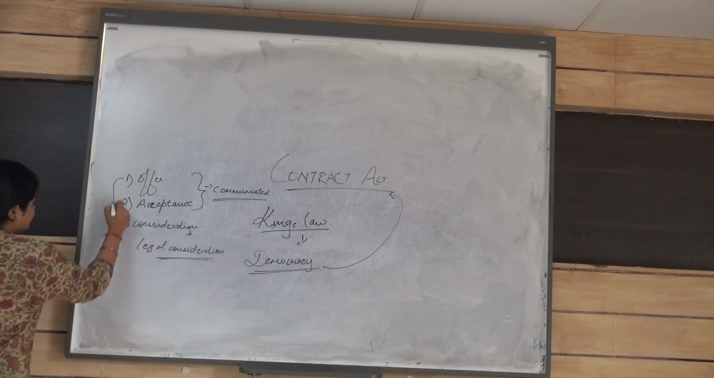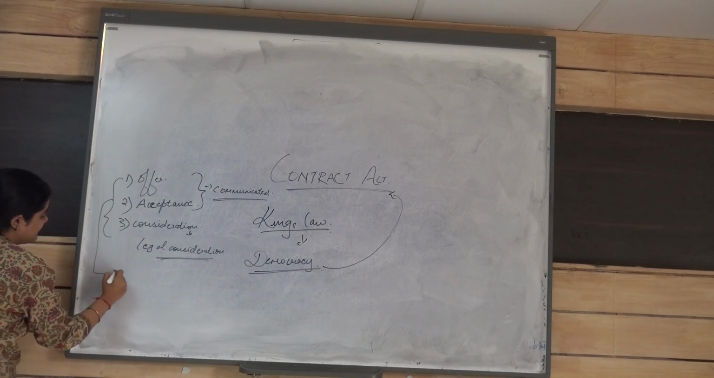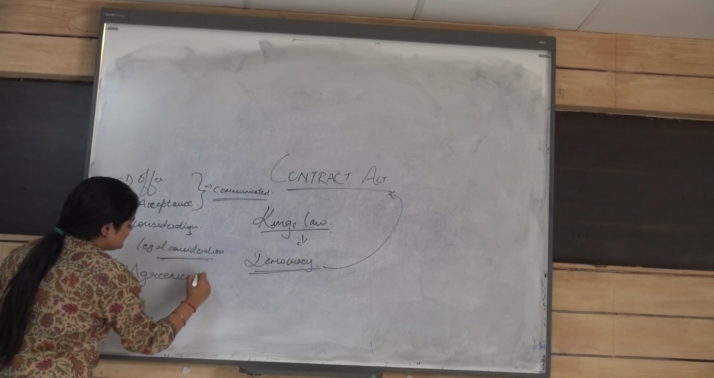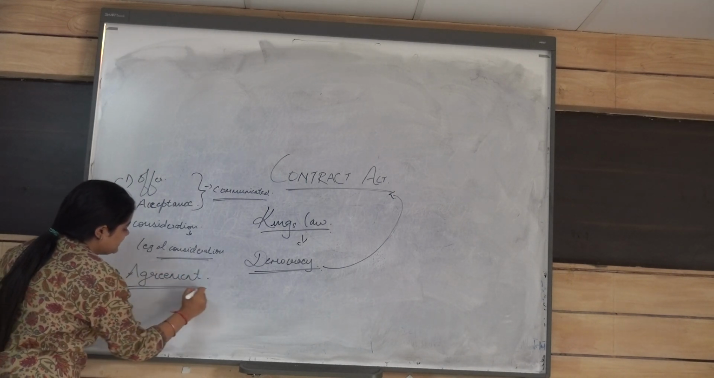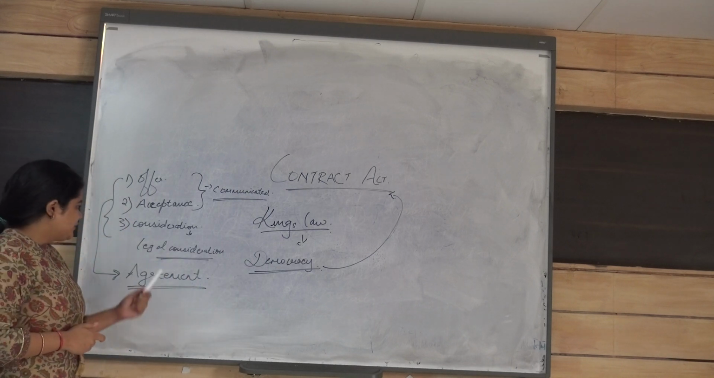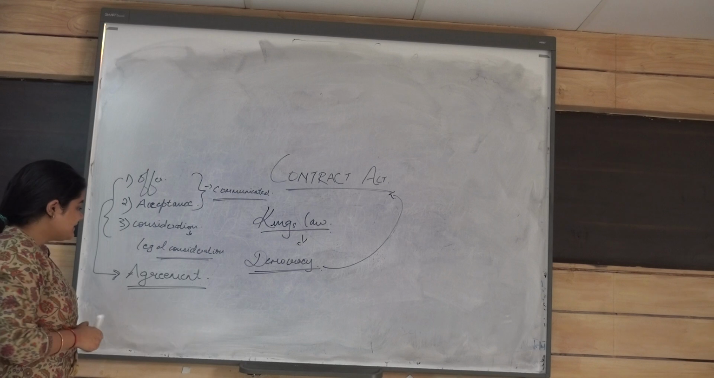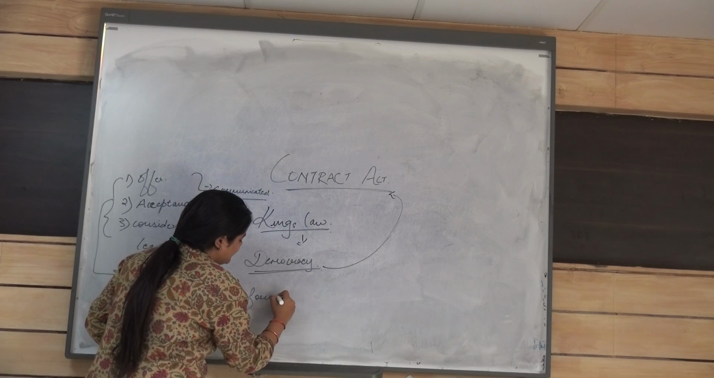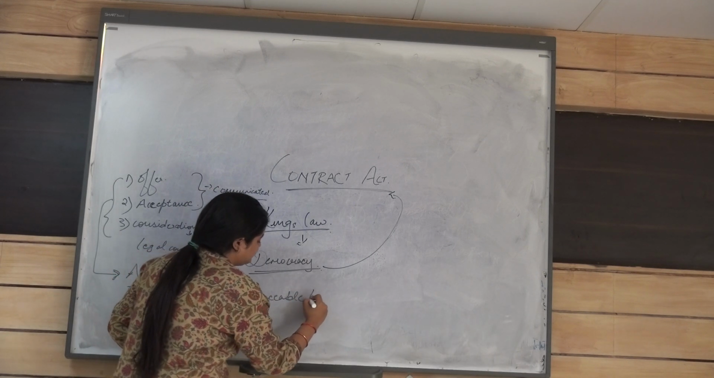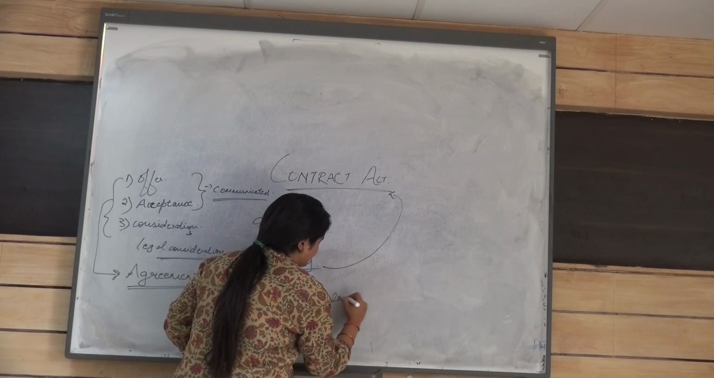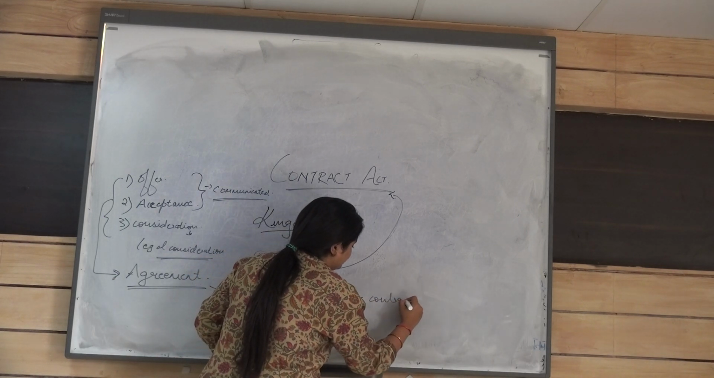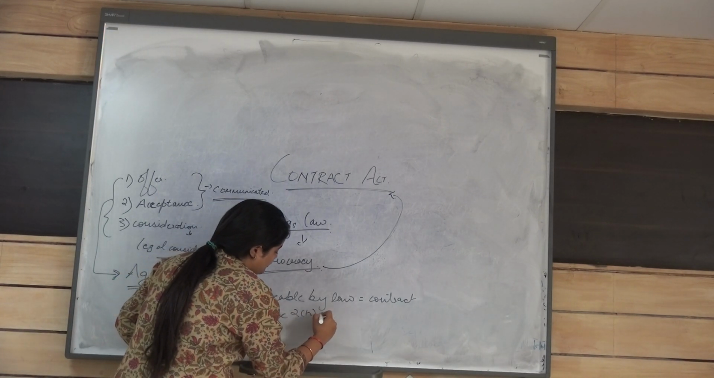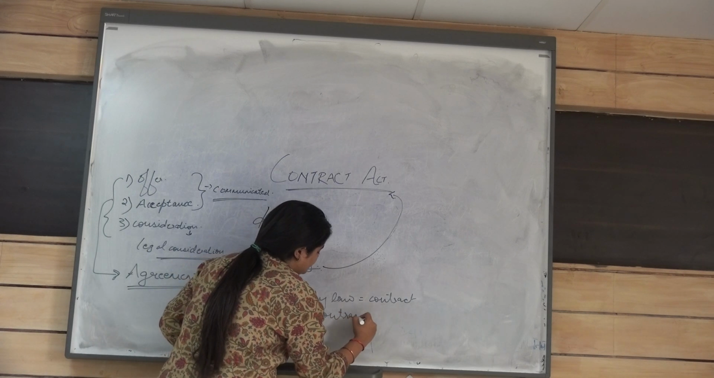When all these things are fulfilled, this becomes an agreement. Agreement, like the word suggests, is I have agreed to do this and you have agreed to pay me for it. So this forms an agreement. And when this agreement is enforceable by law, it becomes a contract according to Section 2(h) of the Contract Act.